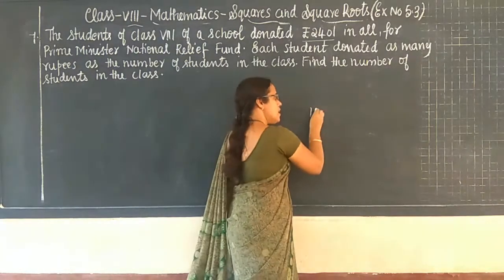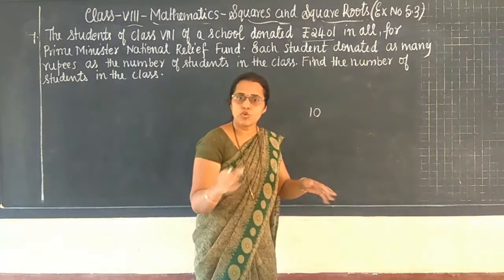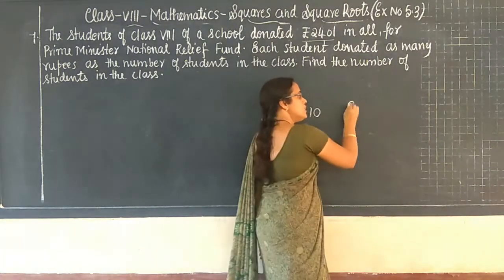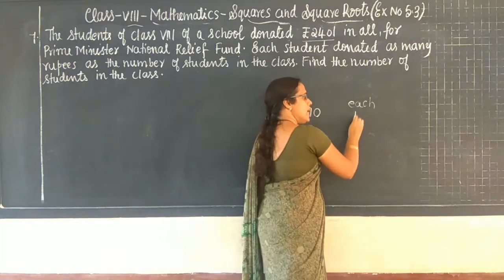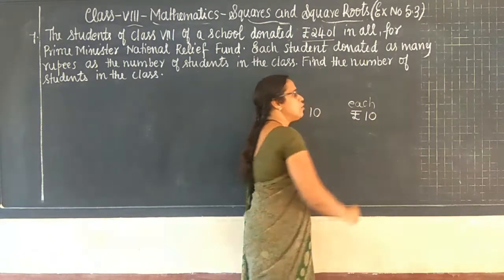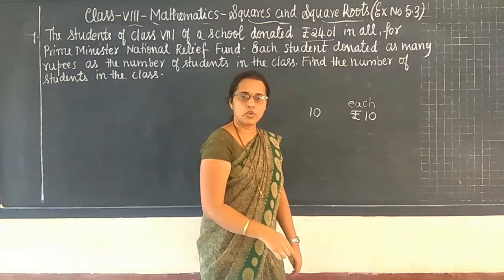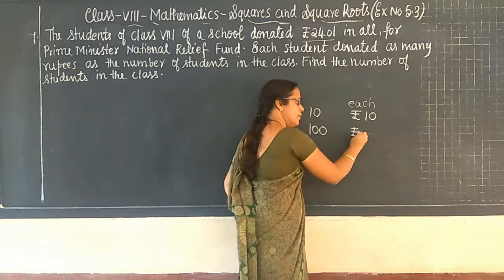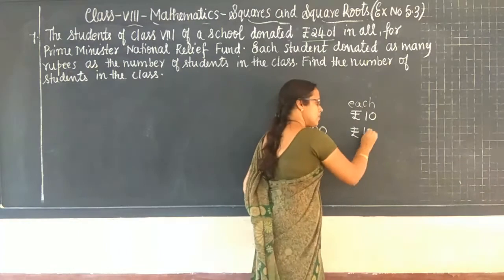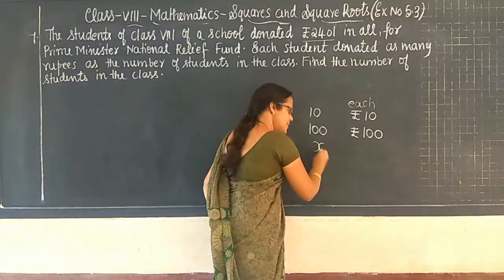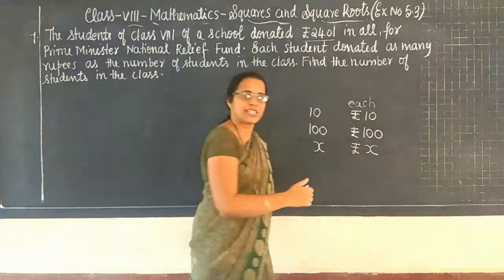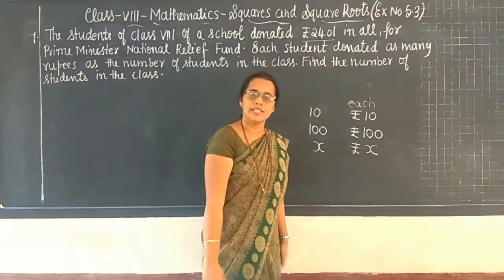If there are 10 students in the class, each student will give the same number of rupees, in the sense 10 rupees. Okay. So if 100 students are there, each student will give 100 rupees. Like that only, if there are X students, each student will give X rupees. Like that. I don't know how many students are there.